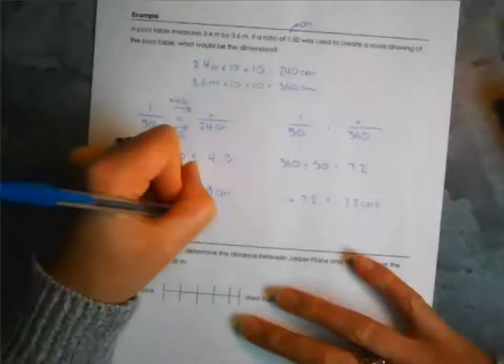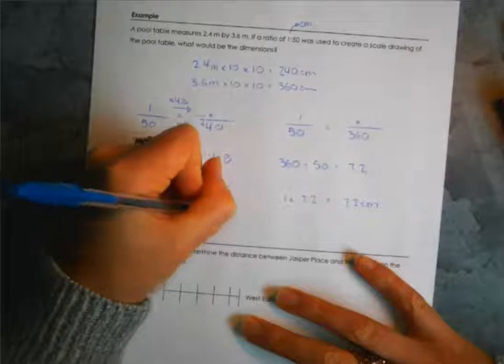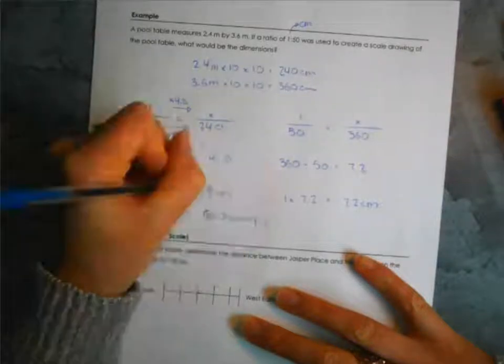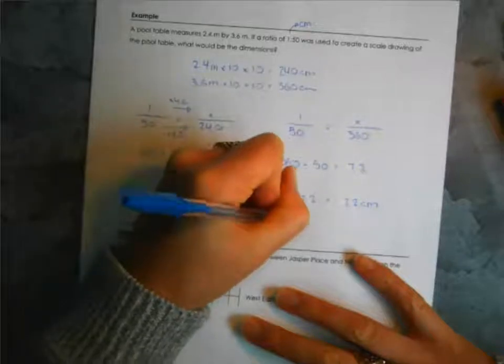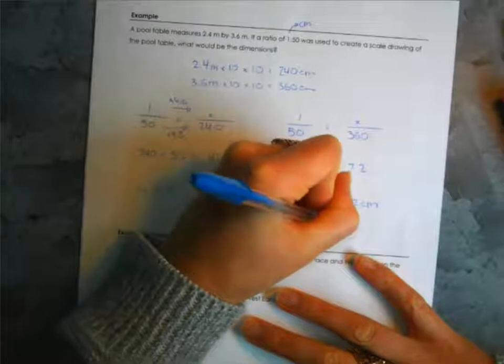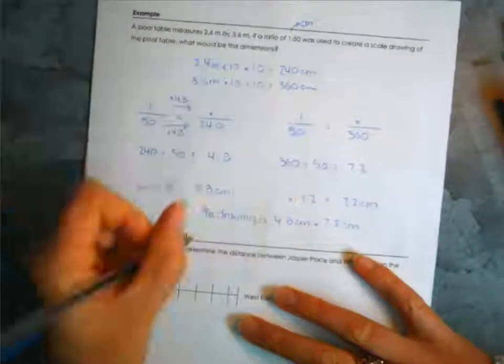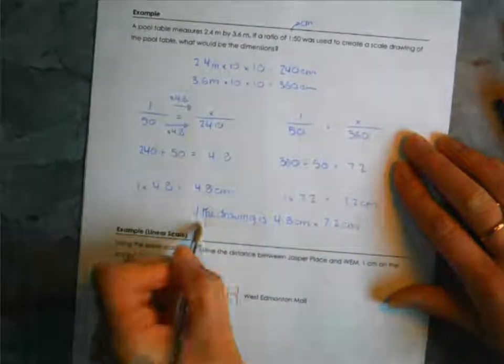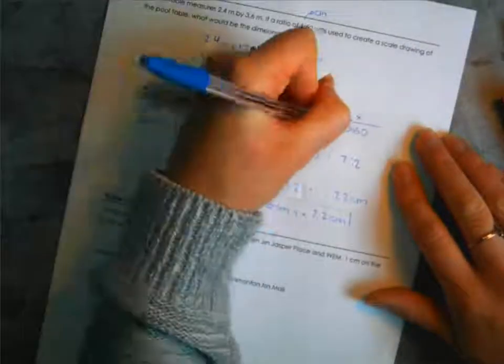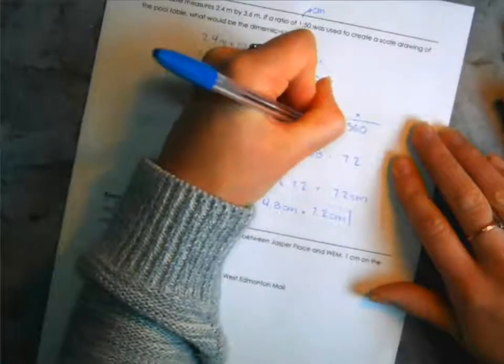Okay, so we can say the drawing is 4.8 centimeters by 7.2 centimeters. And basically all I did here was multiply by 7.2.